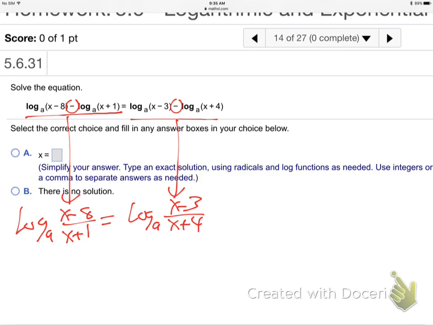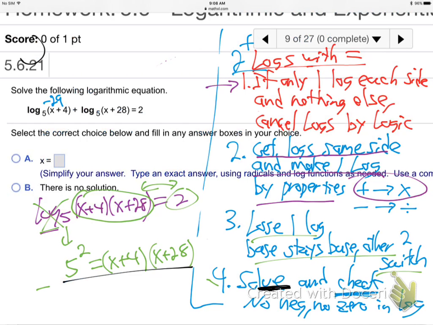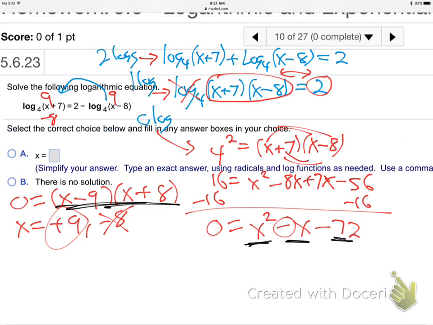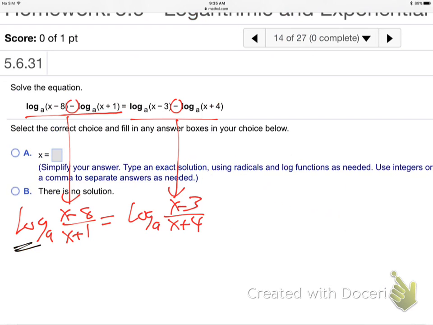Good to there. And now what can I do? Remember back when I wrote the steps, let me go back over here, and I said on step 1, if you only have 1 log on each side and nothing else, just cancel the logs by logic. That's what we've got now. 1 log each side, nothing else. Like there's not a plus 2 out here or something like that, right? There's nothing else. There's just 1 log on each side, no other numbers, nothing else. So it's by logic. So that's different. Y'all seeing what I'm saying here? This is where people get really confused, and it is confusing.